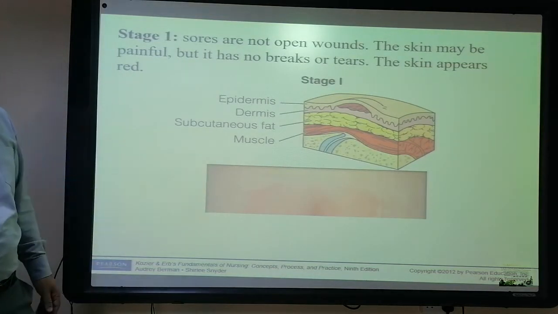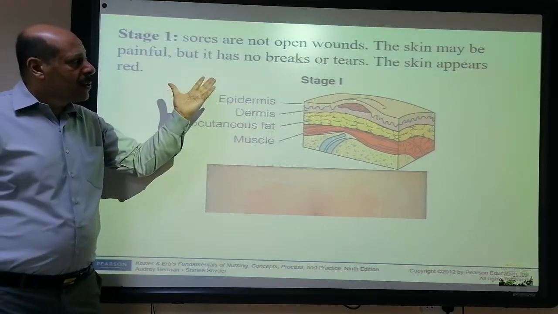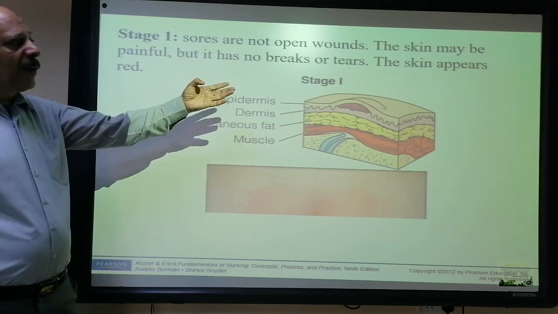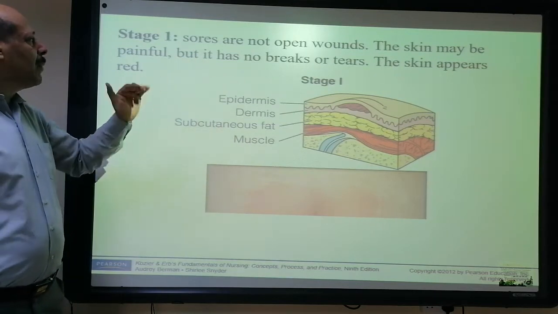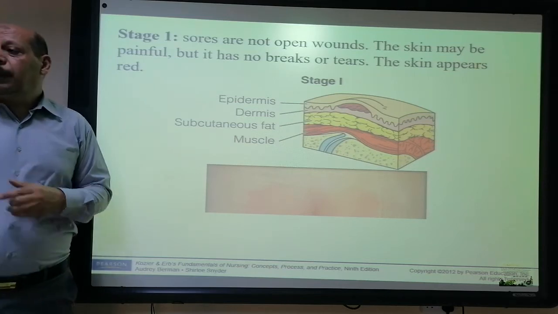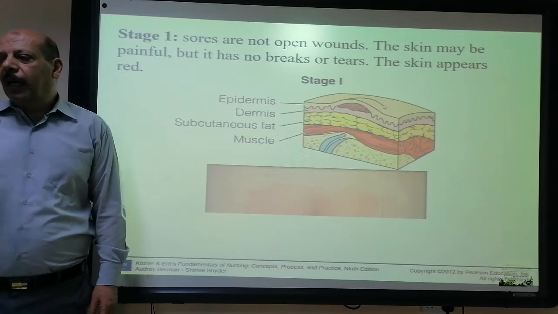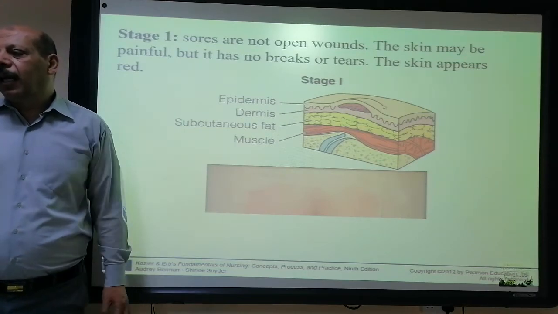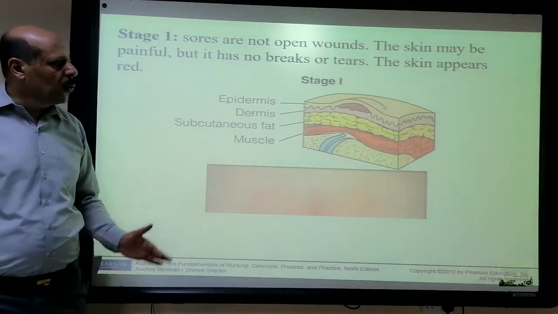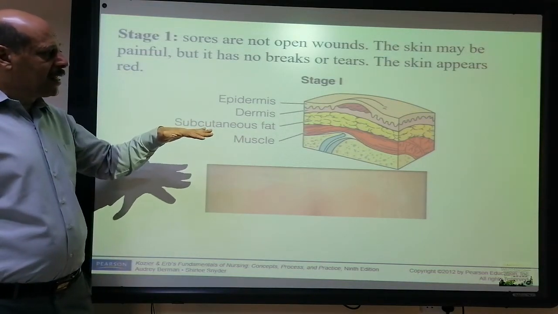About the stages of bed sores, there are 4 stages. Stage 1, the sore here is not an open wound. The skin may be painful sometimes, but it has no break or tears. The skin usually appears red. So, redness of the skin.